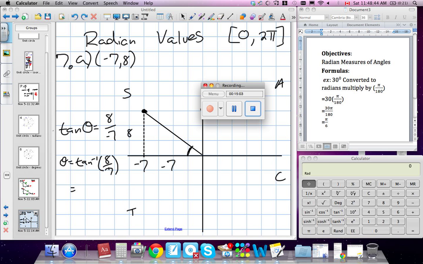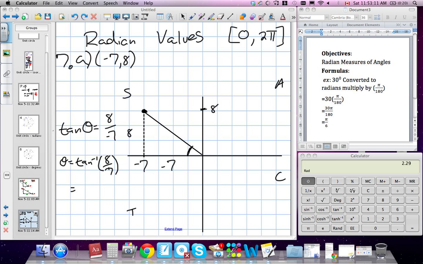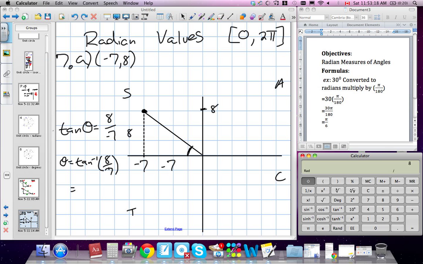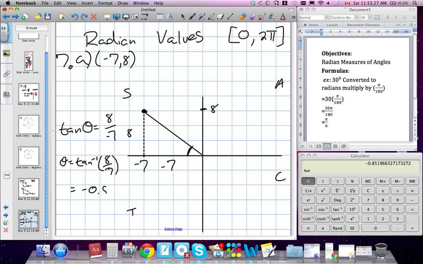0.85. Yeah, you got 0.85? Okay, sorry. We still have the right answer. Let's quickly type it in again: 8 divided by 7 when it's negative, inverse tangent, negative 0.851, we'll say, okay? So we got negative 0.851, which makes sense.